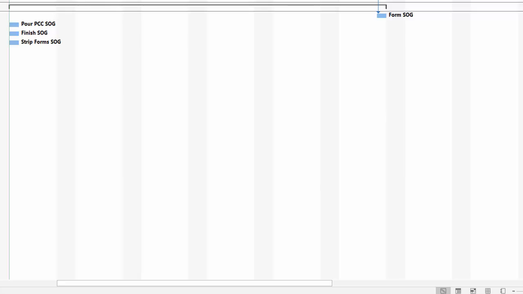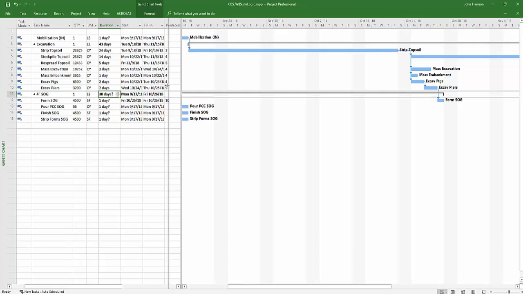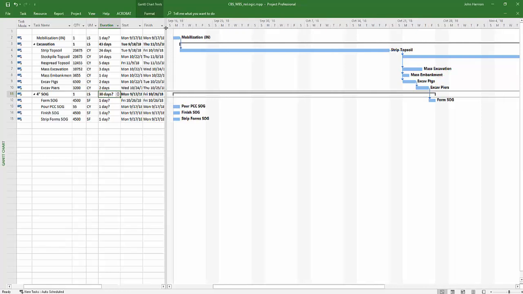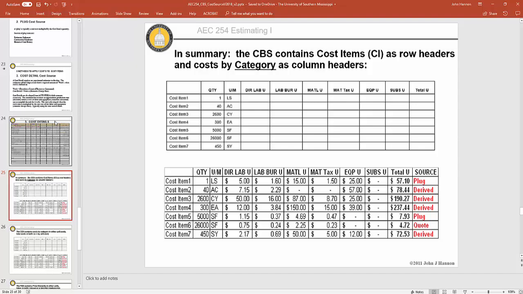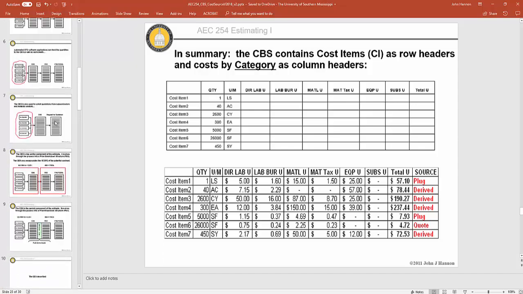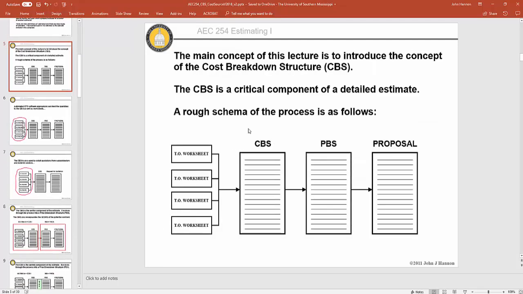All right. So the cost breakdown structure can become my work breakdown structure in a schedule. So it's a pretty important thing, this CBS. Right? And that's the main thing I want you to think about now, is really just this cost breakdown structure. And we'll do some single cost item takeoffs for a while.